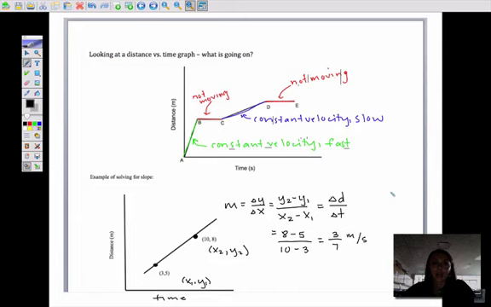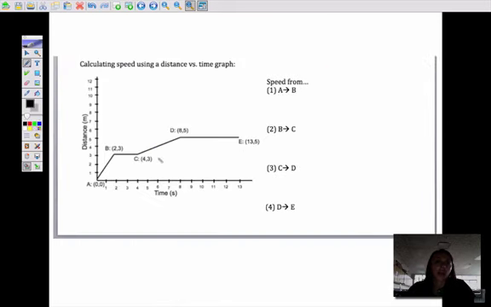Now let's do that on a bigger graph. So we're going to calculate the speed from A to B, B to C, C to D, and D to E. So let's write a little reminder to ourselves up here that slope is equal to y2 minus y1 over x2 minus x1. Let's solve from A to B first.